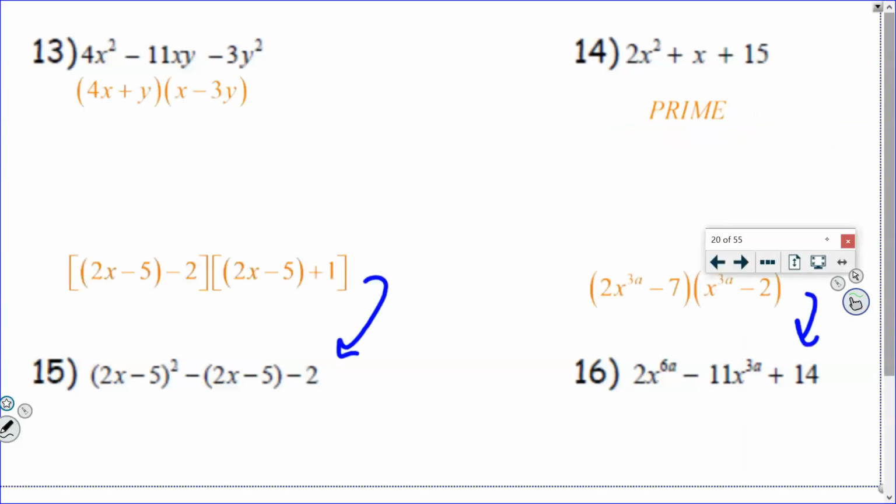So here's the answers. Write down the answers real quick. Whether you got them right or not, just write them down because you need to practice. This is our level.